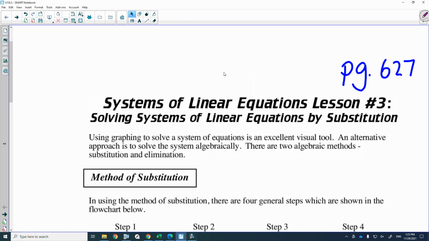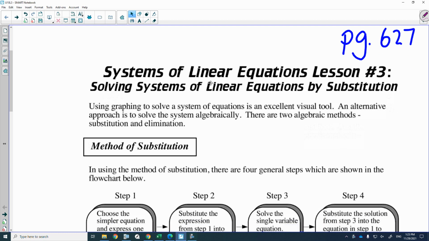Okay, so this is lesson 3 on page 627. What I want you to do is box in solving systems. So that's what this entire unit is on, is solving systems. And there's actually 3 methods that we could use to solve systems. The first method was lesson 1 in the workbook, and that was graphing.